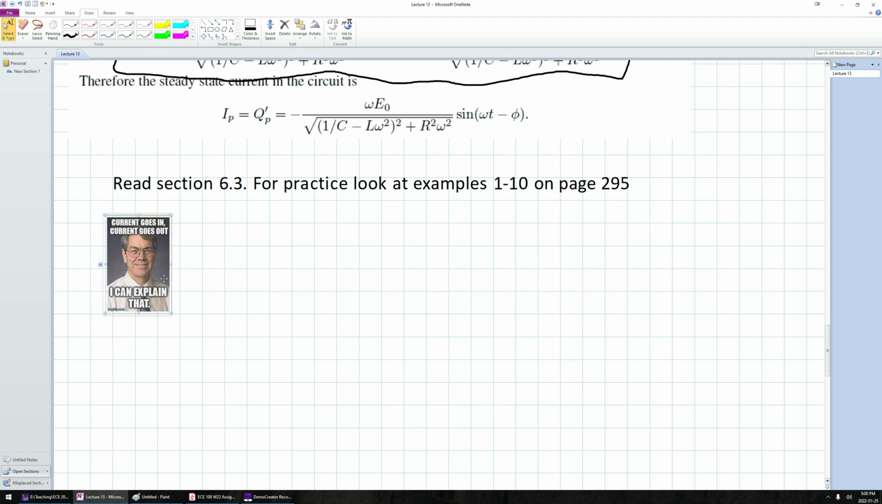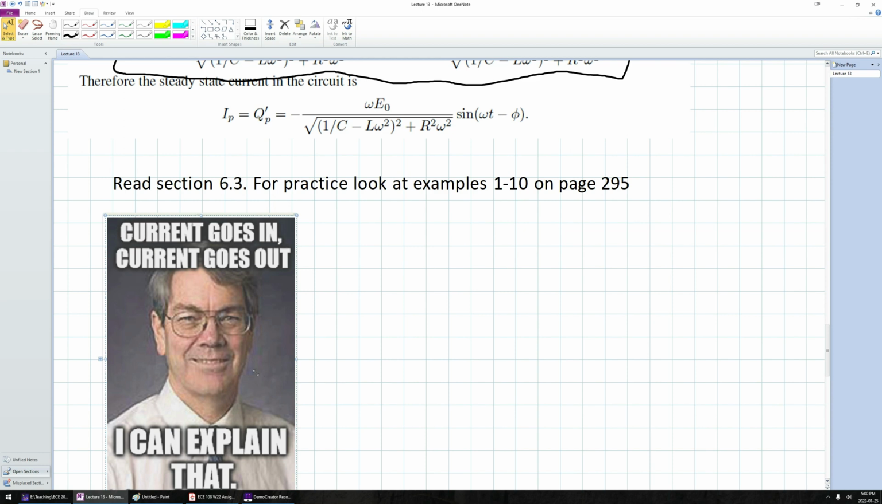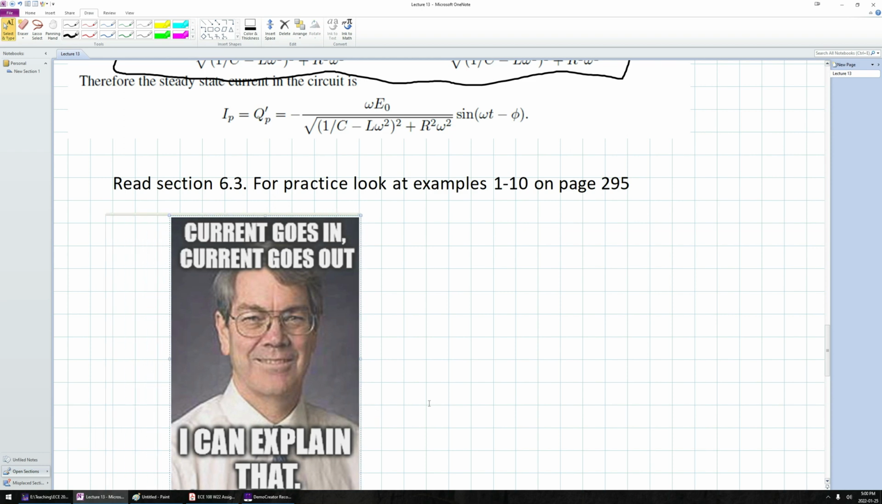So for our meme, we have circuit goes in, current goes out. I can explain that.